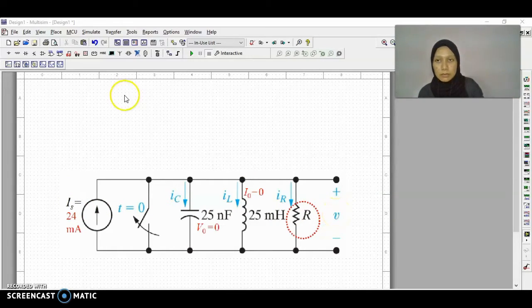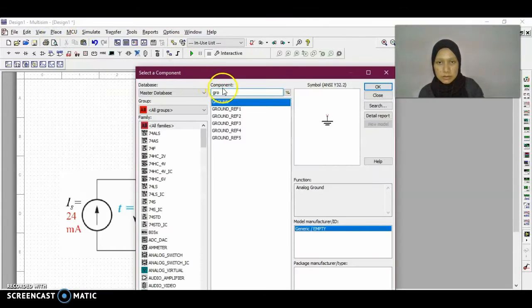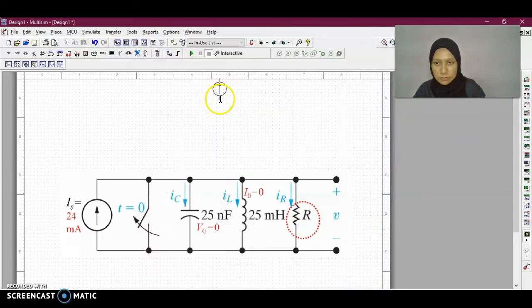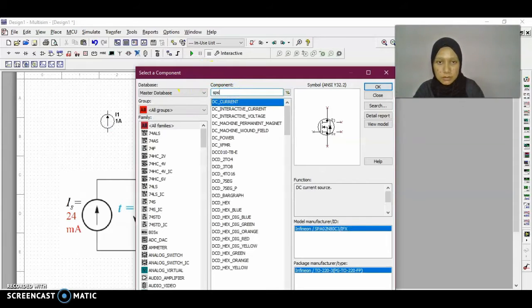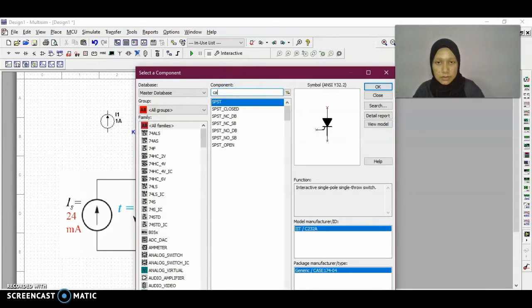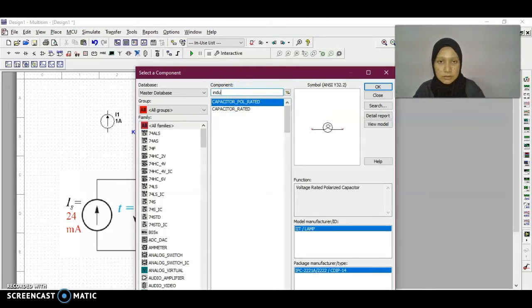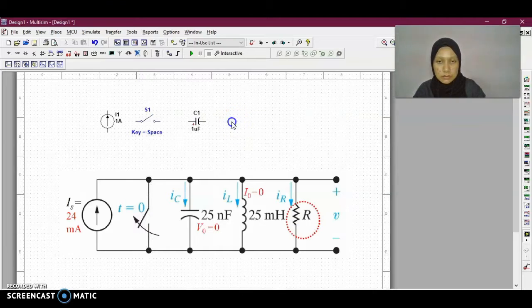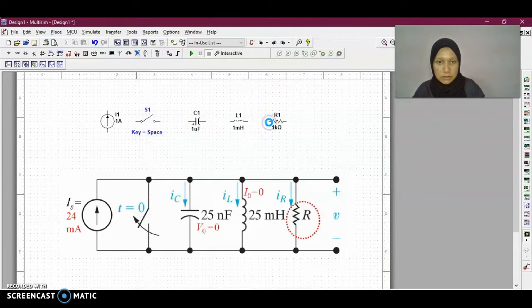Okay, so now I will construct the circuit. Components: DC current, the switch, capacitor, inductor, resistor, and ground.